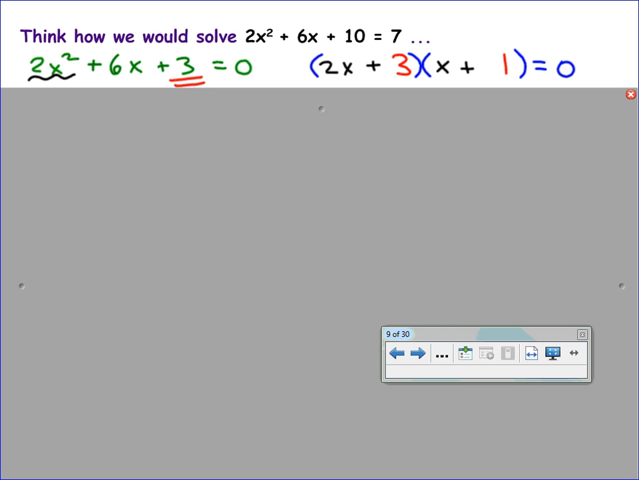So we switch the 1 and the 3, and now what's my outer product? Well, now my outer product is plus 2x. My inner product is plus 3x. Does that sum to give me my 6x? No, that gives me 5x.